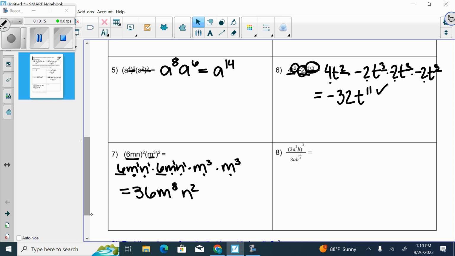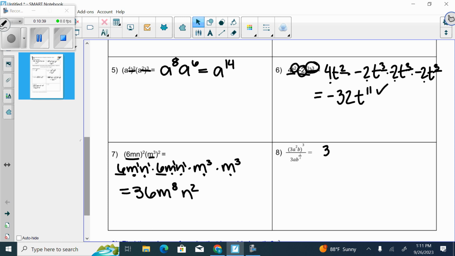All right, for this next one, we've got stuff going on in the top and in the bottom. So remember, just like we said yesterday, we're going to take care of the top first, and then we'll worry about the bottom. So I'm going to ignore the bottom for right now. In the top, we've got 3a squared b to the third, all raised to the third power. So that means I've got how many of those 3a squared b's? 3 of them.